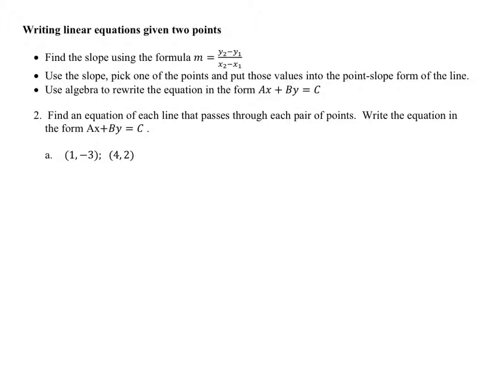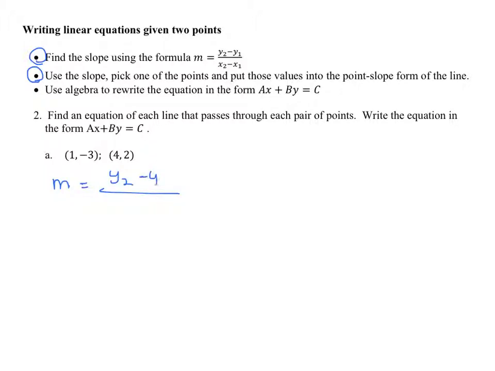Now, we are going to write linear equations when we have 2 points and we're not given the slope. So the first step is you need to find the slope. Second step, use the slope and then pick one of the points. Use the point-slope form, write it in whatever form they ask you to. So step 1, let's get the slope.